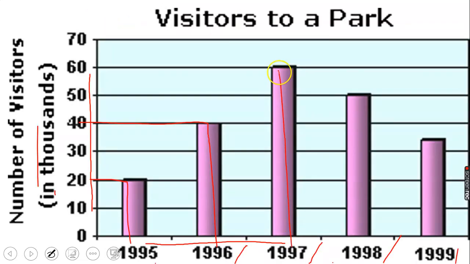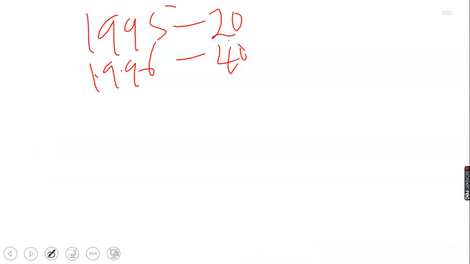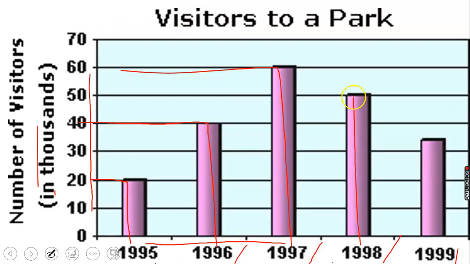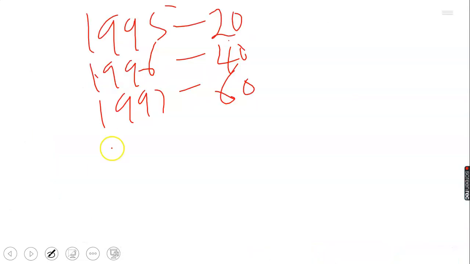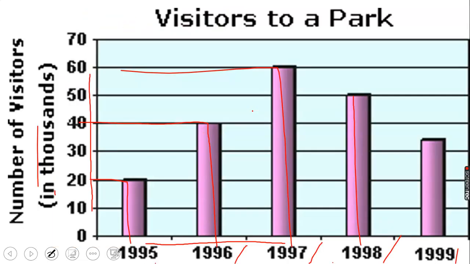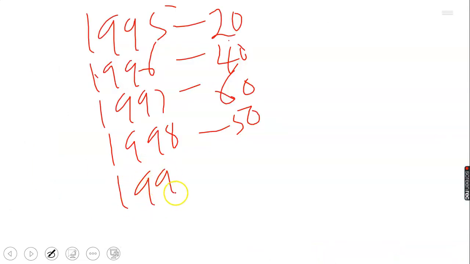Okay, 1997, 60 visitors. 1998, 50 visitors. Then, if you look at 1999, it's in between 30 and 40, and that's 5. So we have 35 visitors in 1999.